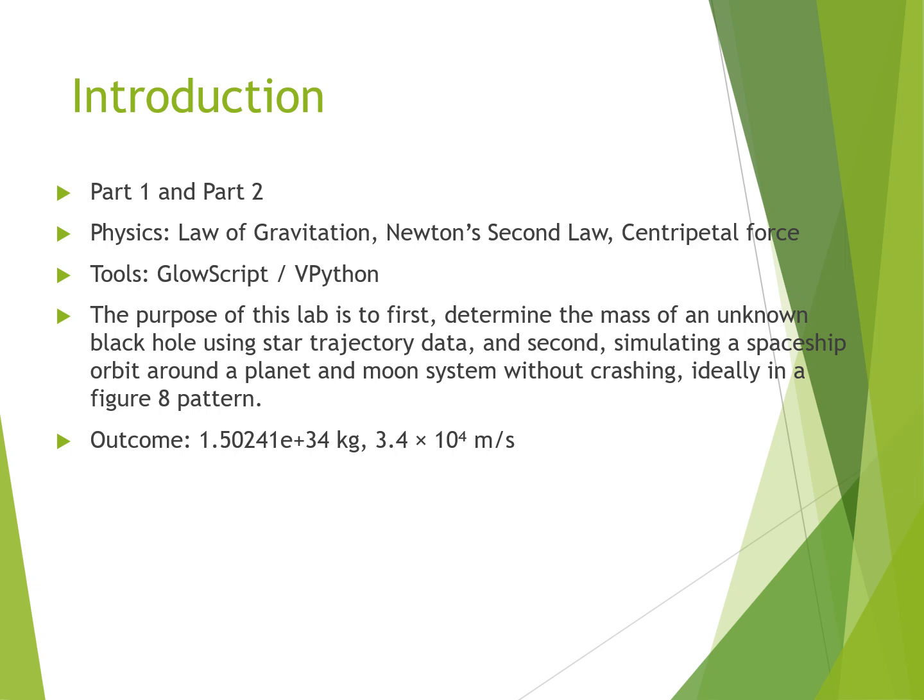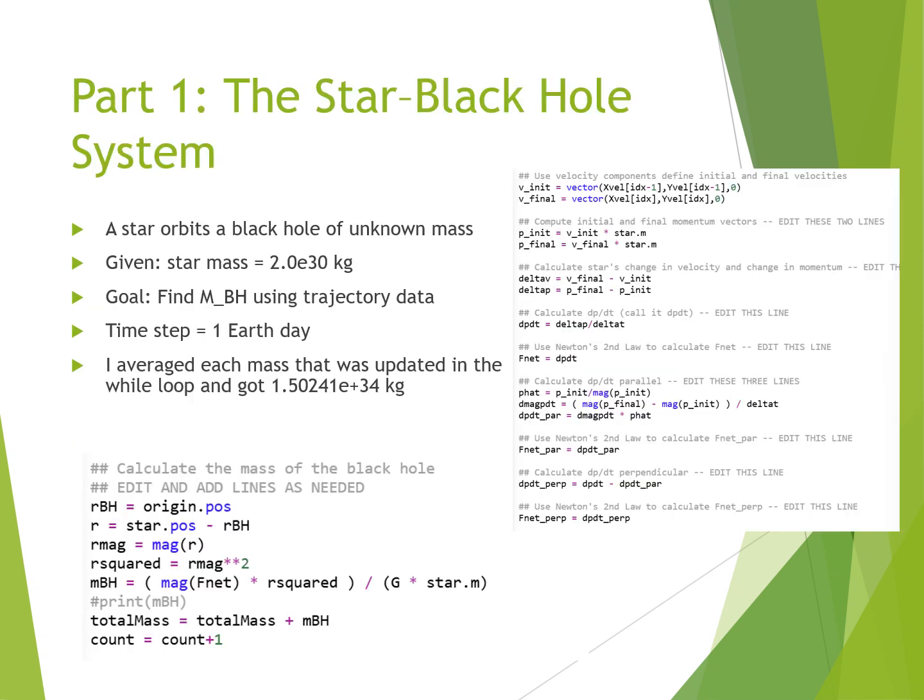The physics used in this lab are the law of gravitation, Newton's second law, and centripetal force. And the tool I used was GlowScript, which uses VPython to code everything. The purpose of this lab is to first determine the mass of an unknown black hole using star trajectory data, and second, simulating a spaceship orbit around a planet and moon system without crashing, ideally in a figure 8 pattern. The outcome for the mass was 1.5 times 10 to the 34 kilograms, and the outcome of the velocity was 3.4 times 10 to the 4 meters per second.